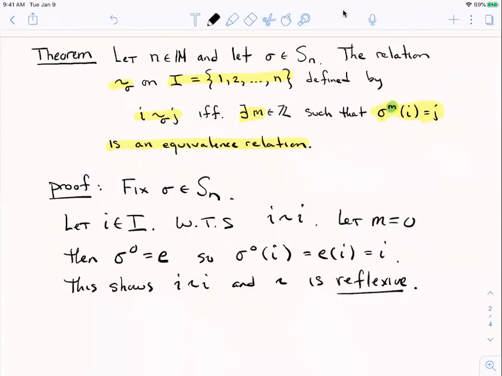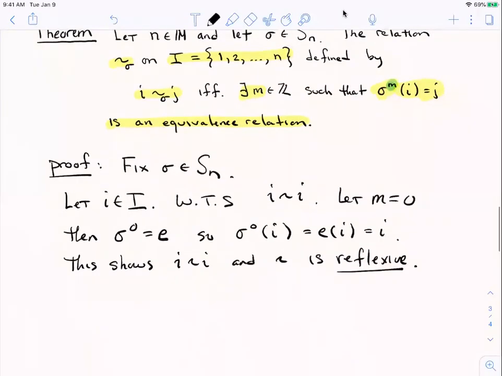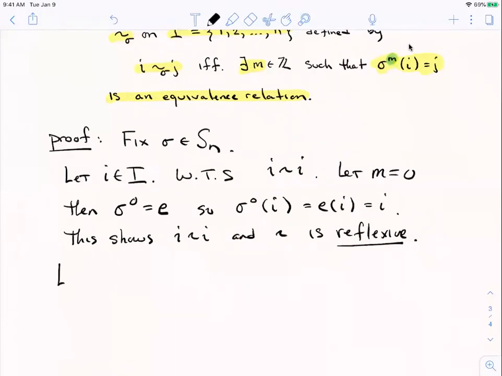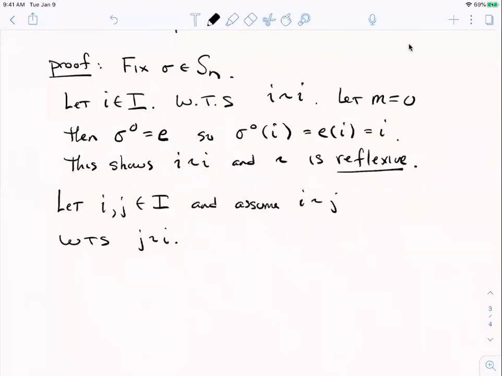2/3 of our equivalence relation proof, or excuse me, 1/3 of our equivalence relation proof is done. It's reflexive. Cool. Now we got to show it's symmetric. For symmetric, we take two indices, right? Assume that i and j are two indices, and I'm going to assume that i is related to j. My goal, right? Let's do it again. Want to show j is related to i. Want to show that.